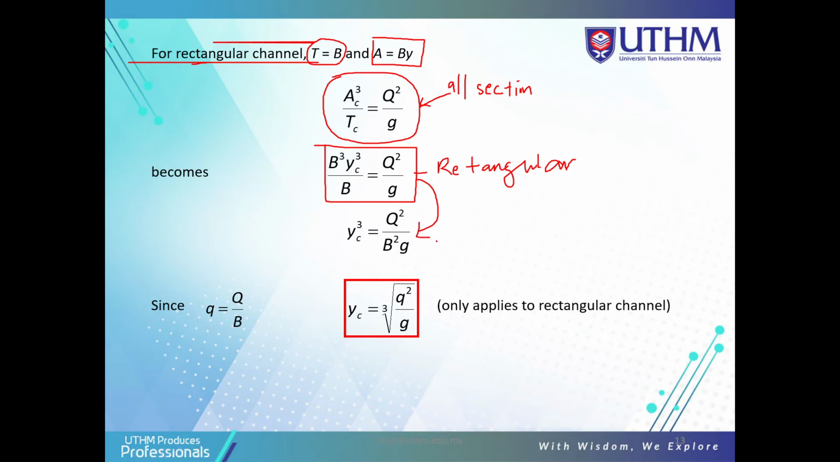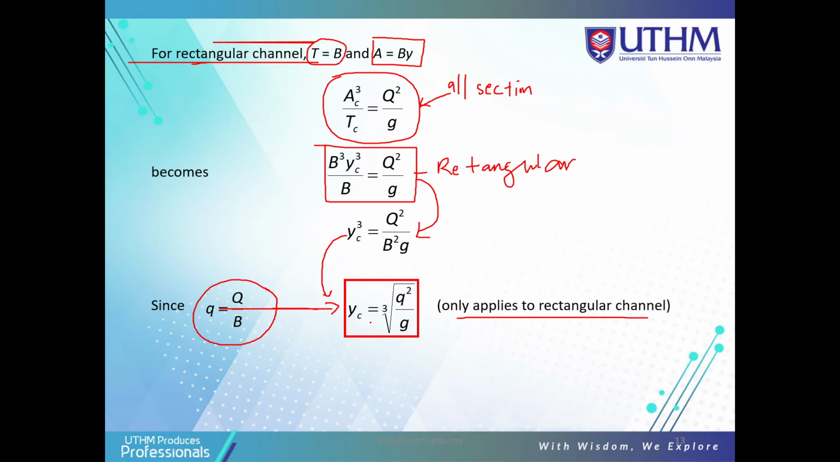Okay, from this one, we know that q is equal to the discharge per unit width, which is Q over B. So you just change to this equation, and we change to this equation. Okay, so this only applies to rectangular channel. So this is Yc.